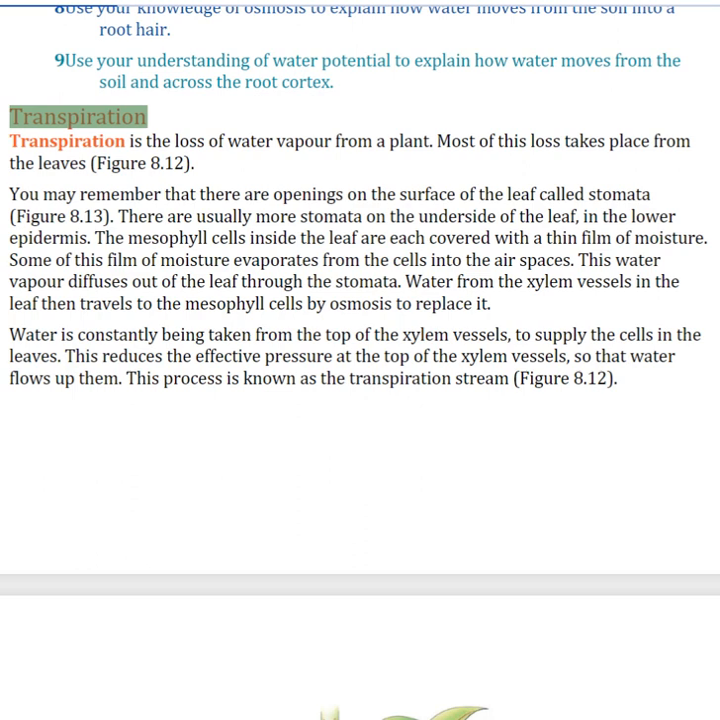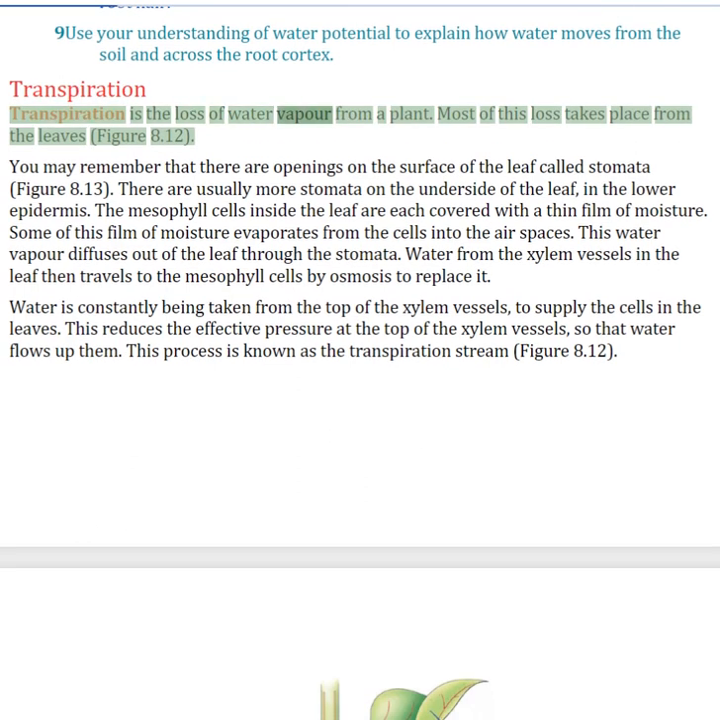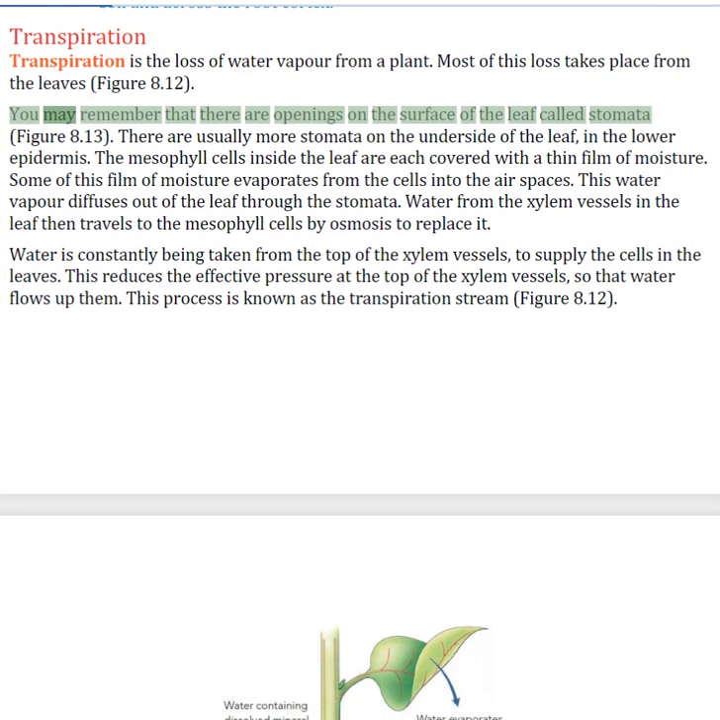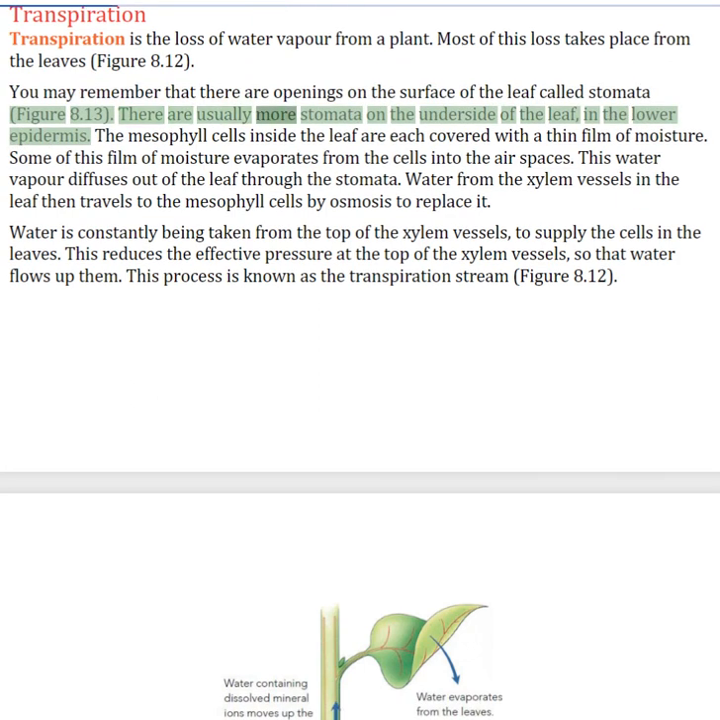Transpiration. Transpiration is the loss of water vapor from a plant. Most of this loss takes place from the leaves. You may remember that there are openings on the surface of the leaf called stomata. There are usually more stomata on the underside of the leaf, in the lower epidermis.